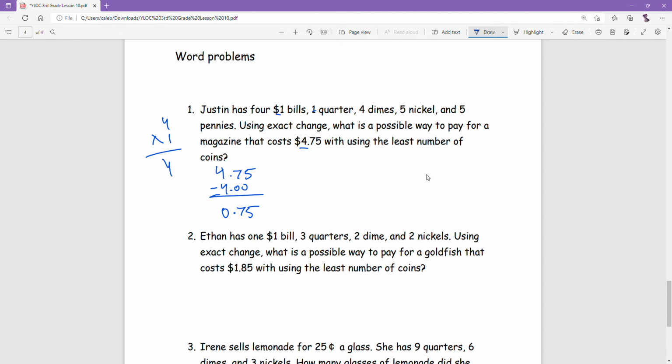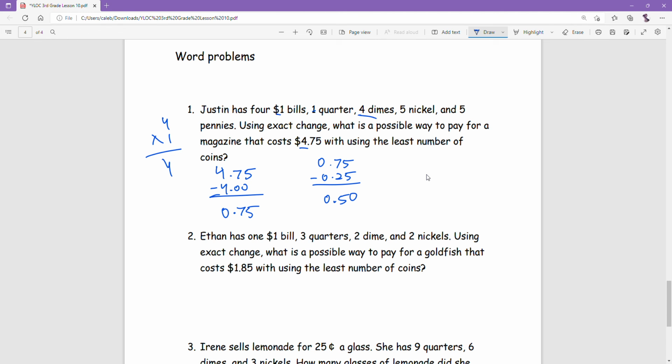And so we have 1 quarter here, which is the next biggest coin, so we're going to use that. 0.75 minus 0.25, because 0.25 was the value of a quarter. 5 minus 5 is 0, 7 minus 2 is 5. And we're going to bring down the point and the 0. So there's still 50 cents left.